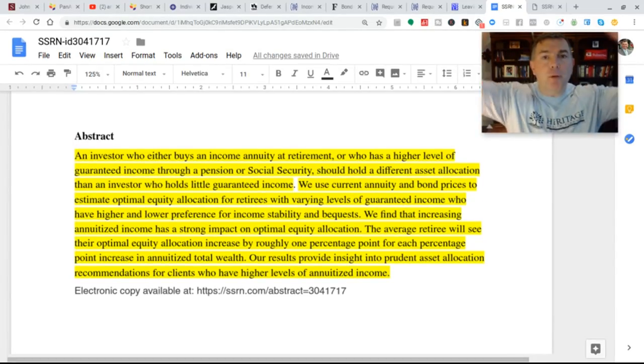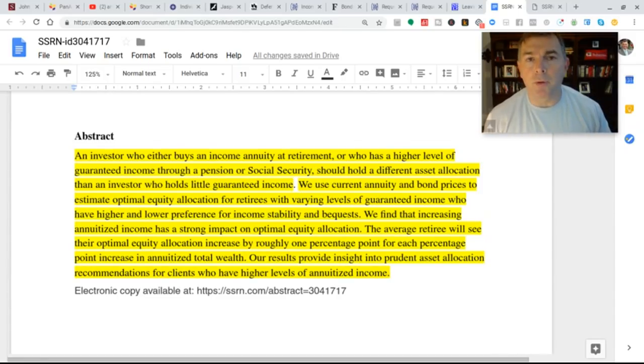Now, again, the whole premise of how you can optimize your portfolio in retirement starts here. So don't overlook this, because you've got to get the academics underneath you before you start looking at some strategies. An investor who buys an income annuity at retirement, or who has a higher level of guaranteed income through a pension or Social Security, should hold a different asset allocation than an investor who holds little guaranteed income.